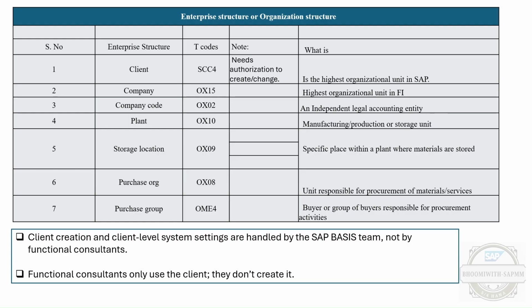Now we will understand a client. Client creation and client-level system settings are handled by the SAP Basis team, not by the functional consultants. So, functional consultants only use the client. They don't create it. The client is the highest organizational unit in SAP, while a company is the highest organizational unit in FI.